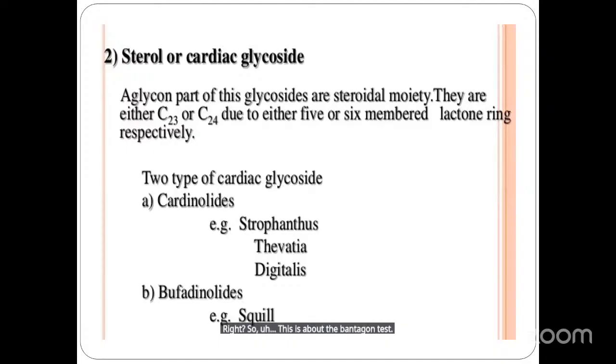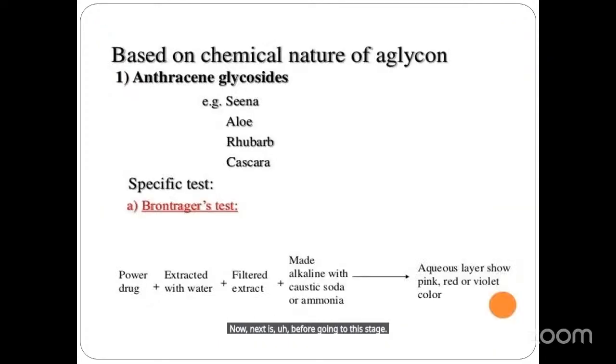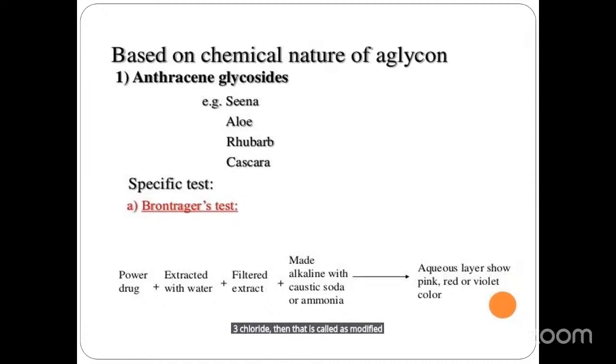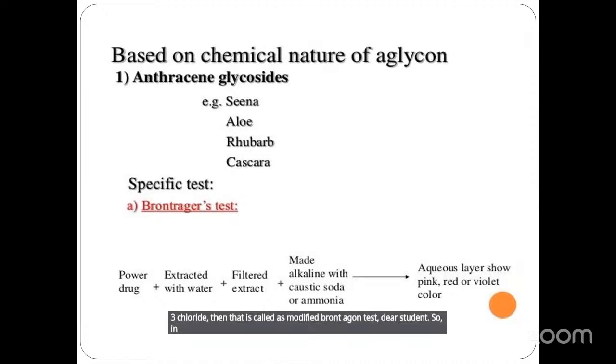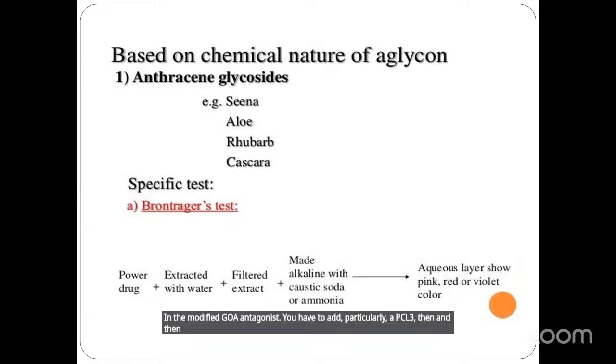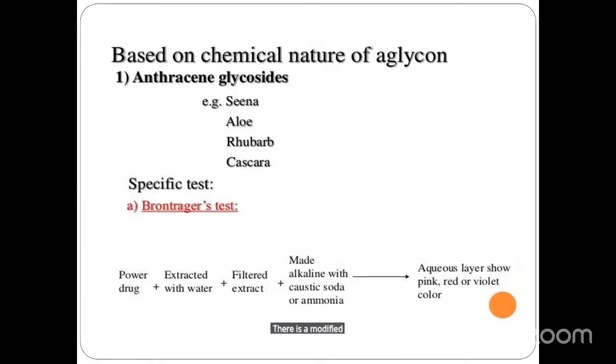Now, before going to the next, there is one more test. This is a Bornträger test, and if we add FeCl3, ferric chloride, then that is called the modified Bornträger test, dear student. So in the modified Bornträger test, you have to add particularly FeCl3, and then it will come. There is a modified Bornträger test, right?